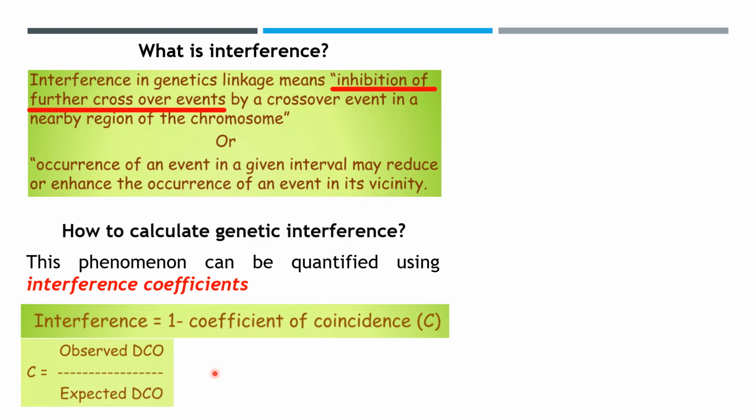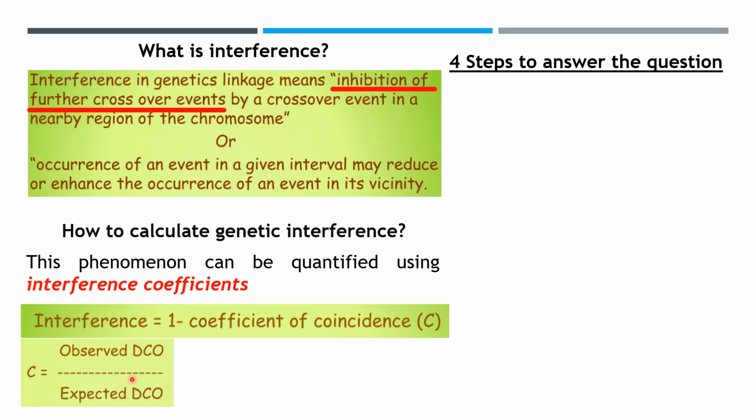So here you have the formula that is 1 minus the coefficient of coincidence, and here you can see the coefficient of coincidence, that is observed divided by expected double crossovers. Okay, so we have all the data there that we already covered in the previous slide. There are three main ideas, and from there, we just have to organize this information to answer the question. Okay, so to make it simpler, I divided it in 4 steps to answer this question.